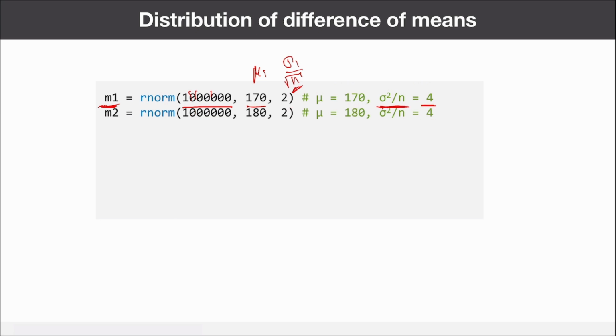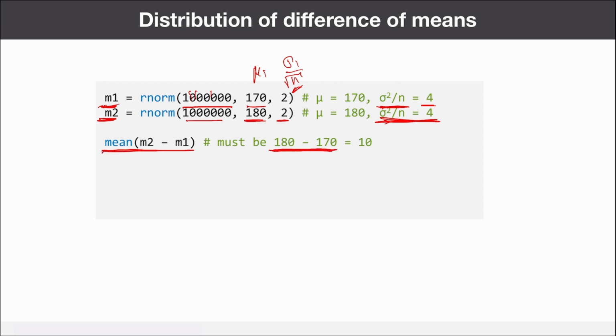Now, this is my second sample, which came from this population. You see the average is 180, but the variance is the same, right? The variance is the same. It's 4. Now, I can compute the average of the difference. The average of the difference should be the difference of the population averages, right? So we expect to see 10 here, and indeed it's 10, right? So it's very close to 10. If I increase the sample size to 1 billion, it will be almost exactly 10.